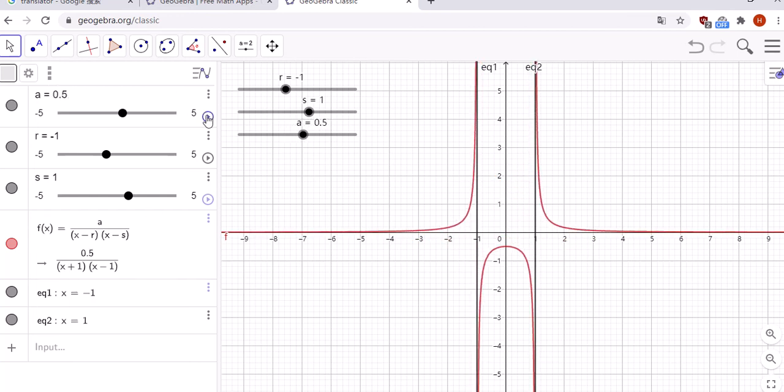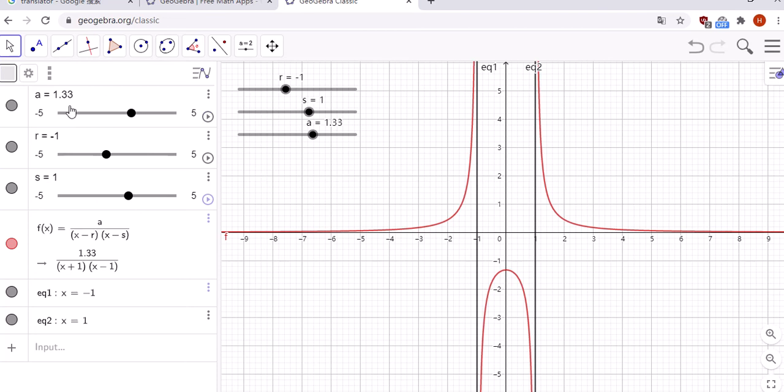When a is more than 0, it's a total change. On the left side, x less than -1, the numerator is positive and the denominator is positive again. So the graph is above the x-axis. On the right side, x more than 2, the numerator is positive and the denominator is positive also. So the y value is more than 0, and the graph is above the x-axis.